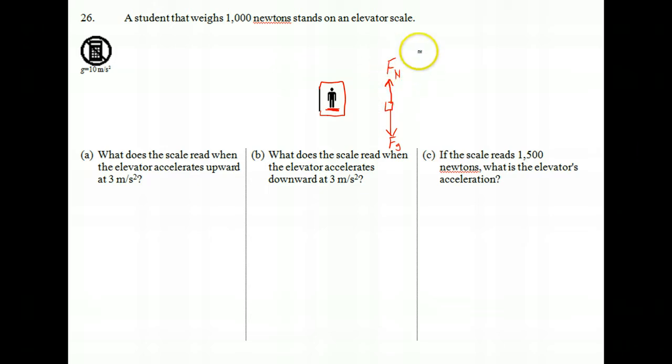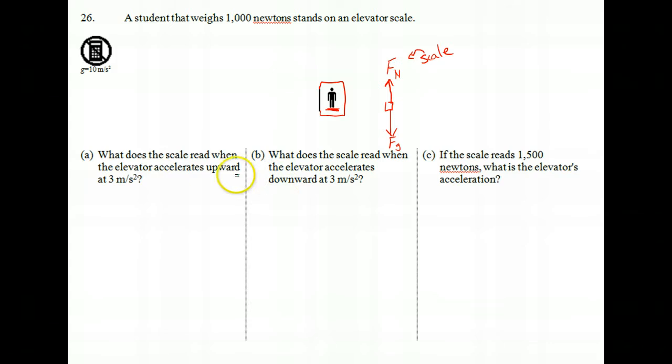And your scale actually reads the normal force. It doesn't read the actual weight. So that's why we call it apparent weight, what your weight appears like when you're standing on it in the elevator. So we look at A.